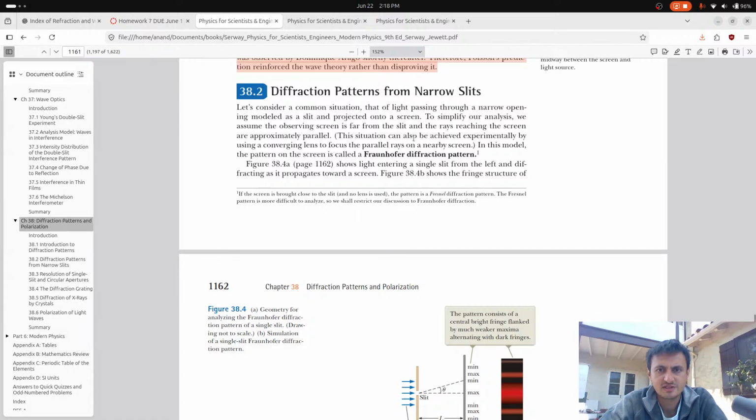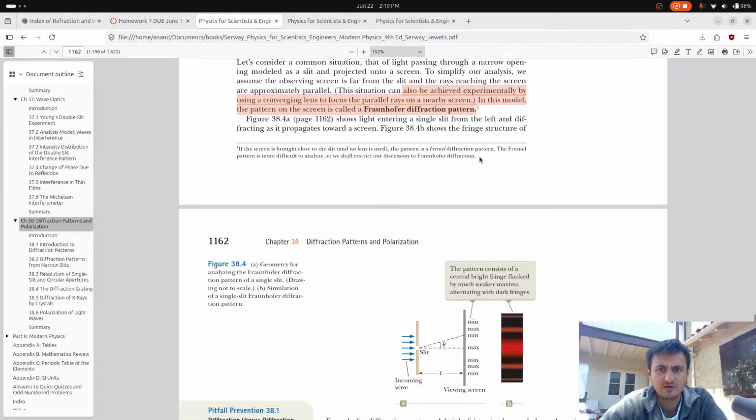This situation can also be achieved experimentally by using a converging lens to focus the parallel rays on a nearby screen. In this model, the pattern on the screen is called the Fraunhofer diffraction pattern.